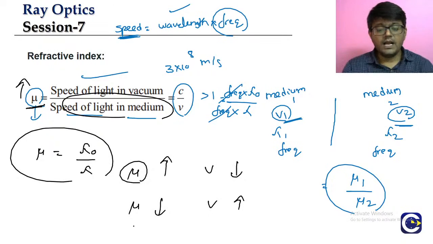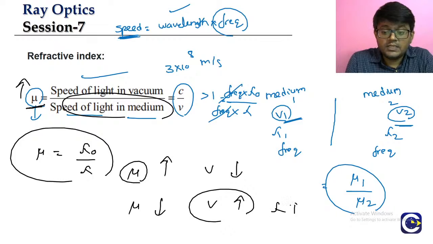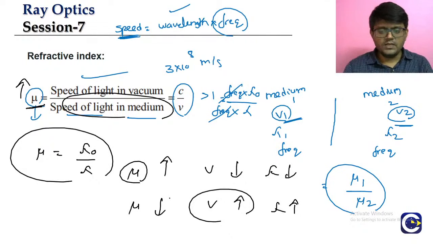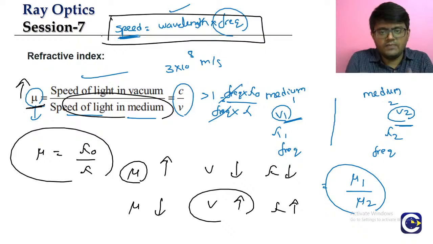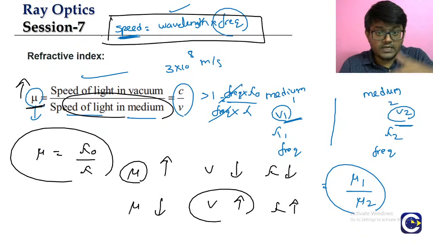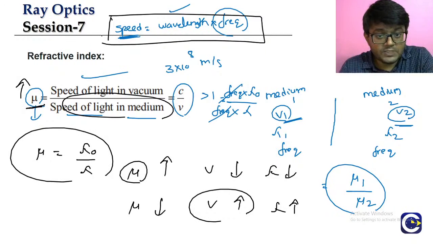And wherever the speed is more, because the frequency is not changing, there the wavelength is more. Wherever the speed is less, the wavelength will be less. So speed and wavelength have a direct proportional relation, because after all, speed is equal to frequency into wavelength. But when it comes to the refractive index, the relation will be inverse. When the refractive index is more, the speed of the light in the corresponding medium will be less.